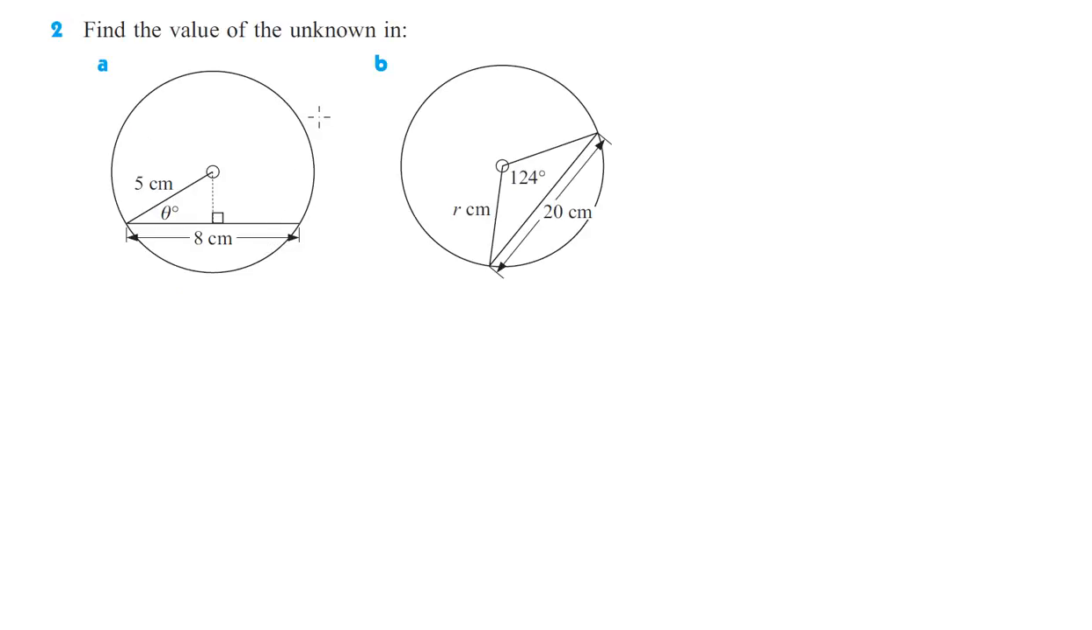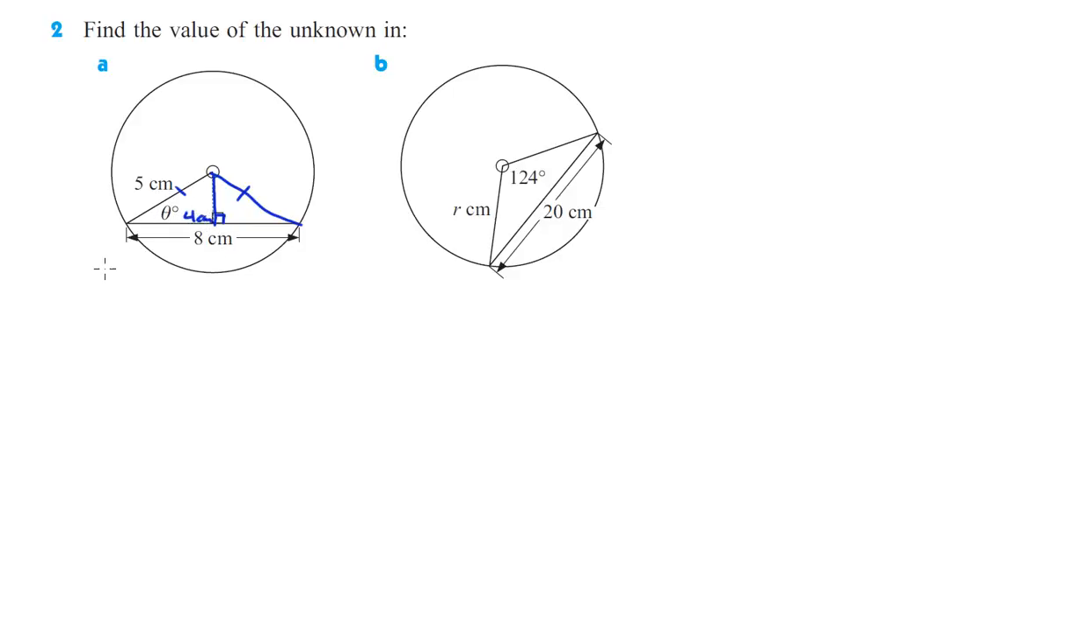Let's look at the next one here. Number 2, find the value of the unknown in each of these. So let's take a look at A here. We're trying to figure out what that angle is. So this is a radius. We can also draw this over here to also be a radius. So these two are the same. So that means this here, if it's dropped down at a right angle like this, cuts this side exactly in half. So this now is 4 centimeters.